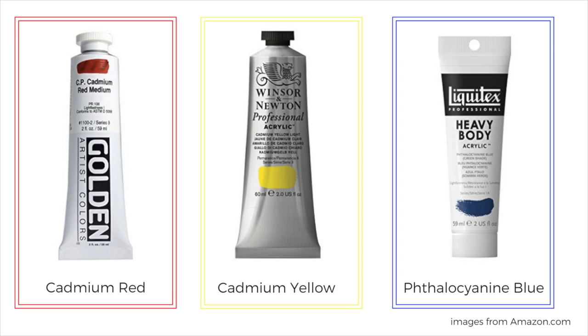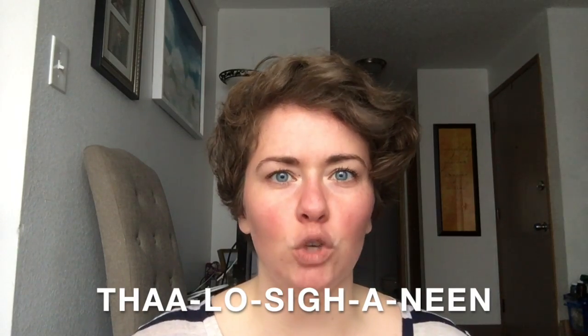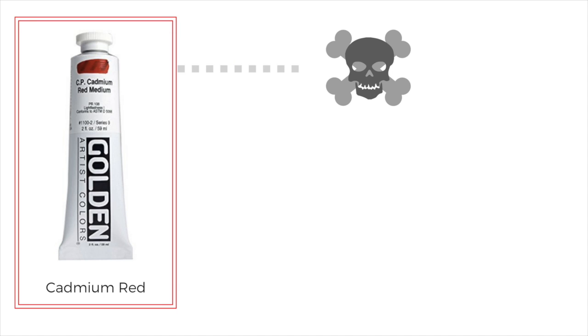with color mixing. Pretty much the closest you can get to primary colors in paint would be cadmium red, cadmium yellow, and phthalocyanine blue. So first of all, cadmium. Cadmium is a toxic heavy metal.